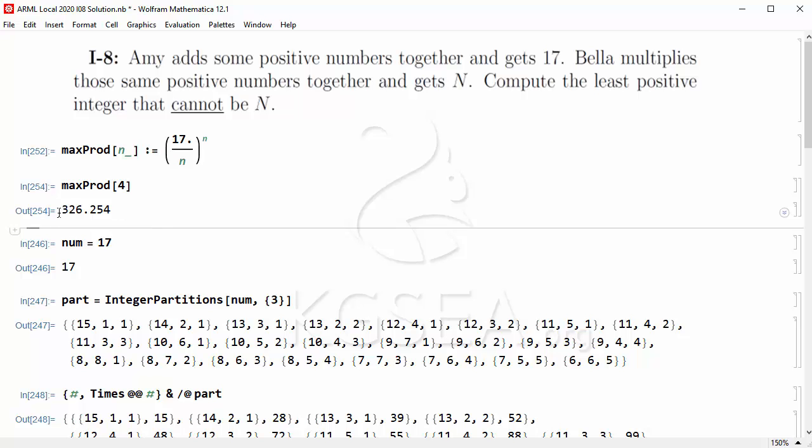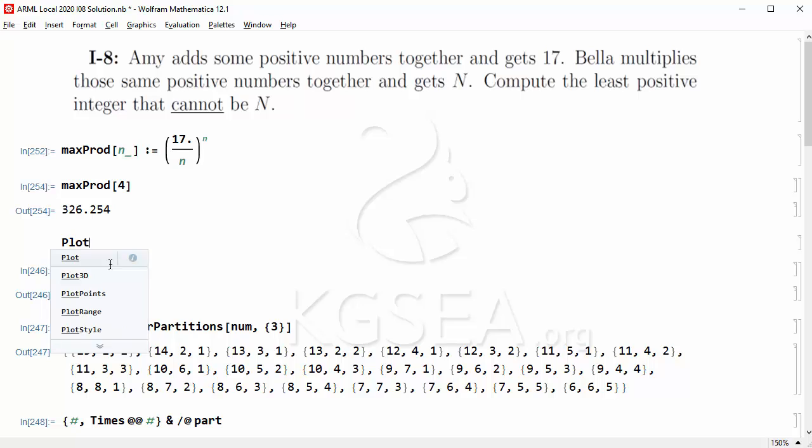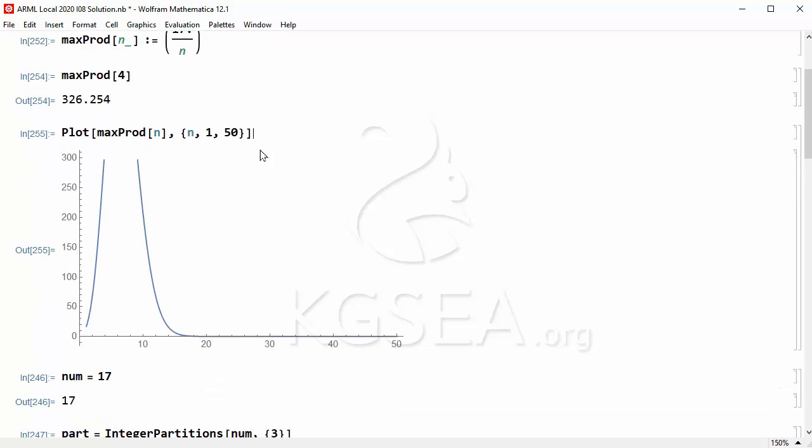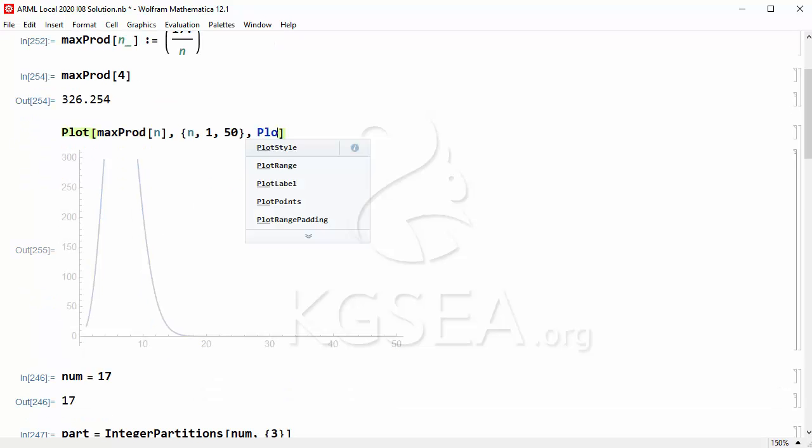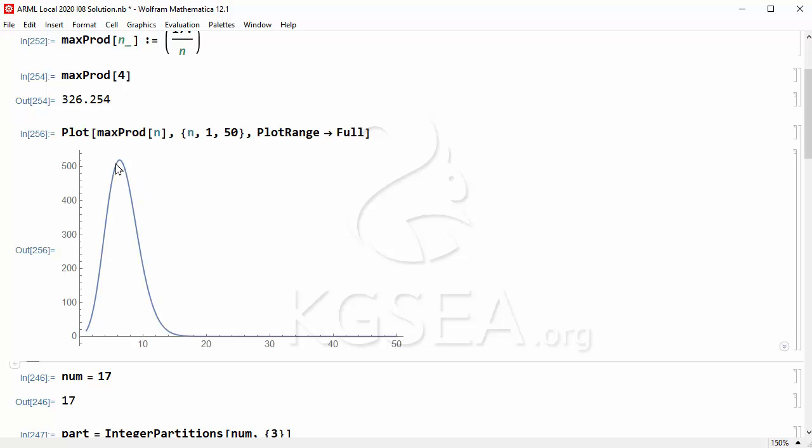Okay. So we want to see how high we can go. So how do we do this here? Let's do a plot and take a look. Max product of n. Let's use the same term. n goes from 1 through, say, 50. Oh, it's shooting too high. So I will say plot range is full. It's happening around here. And the maximum number is 500 something.